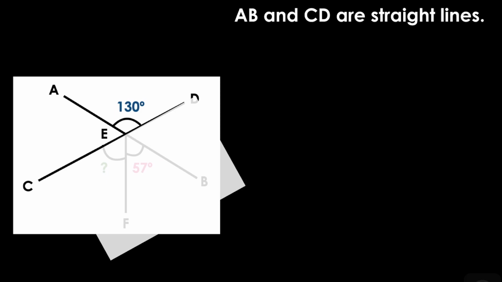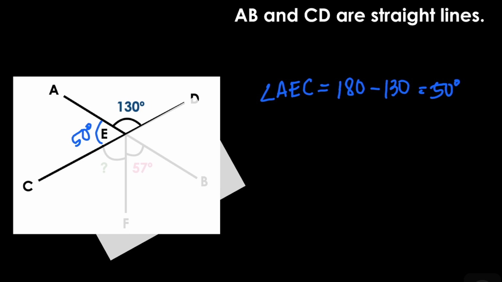Now, it's easier to see that we're just dealing with two angles here, and we're finding AEC. So we have here angle AEC equal to 180 degrees minus 130, giving me 50 degrees. Now that I know this is 50 degrees, I can probably use that to look for angle CEF.